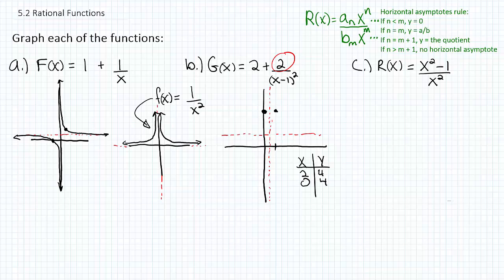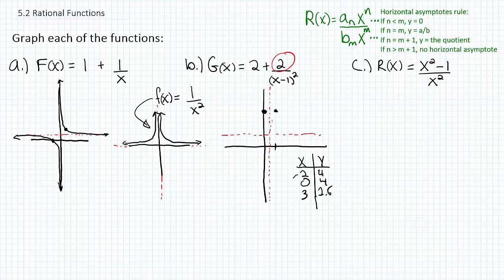Now let's continue with that idea. Let's go ahead and move 1 to the right of that original point 2, 4. So we're going to now use the point 3. So we'll have 2 plus 2 over 3 minus 1 squared. That's going to be the same as 2 plus 2 over 2 squared. And that'll be the same as 2.5 because 2 squared is 4, 2 over 4 is 1/2, so 2.5. So we're going to say 2.5 goes here.